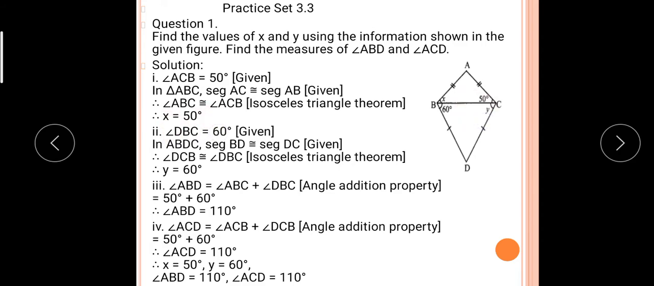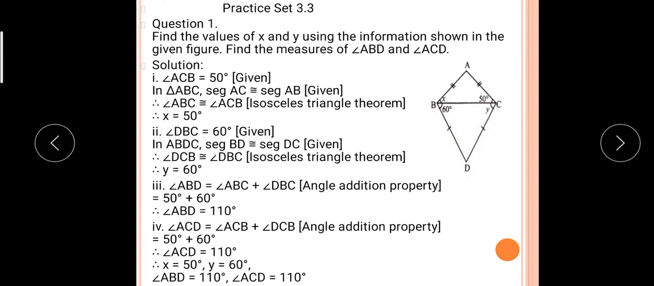Now similarly, if you are observing triangle DBC, this angle B is 60 degrees, and BD is equal to DC. So by the isosceles triangle property, what can we say? We can say that angle BCD is equal to angle CBD. So y is also equal to 60 degrees.